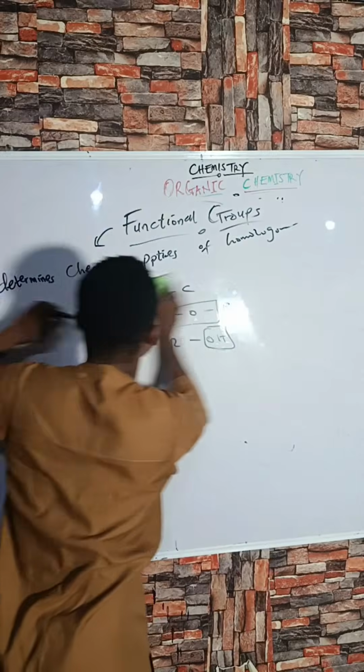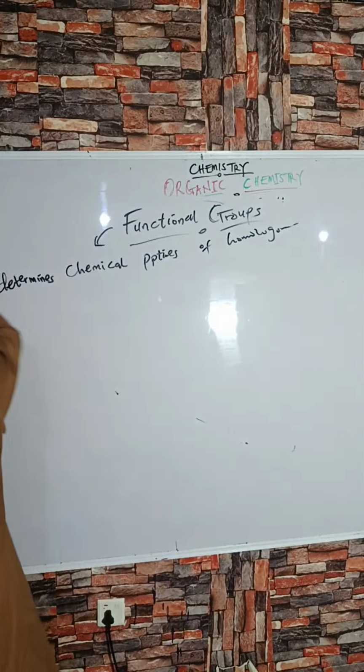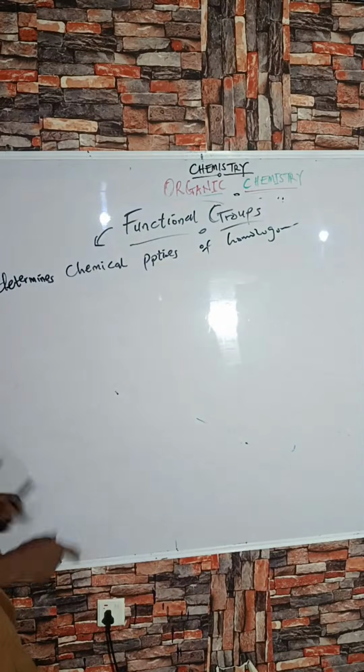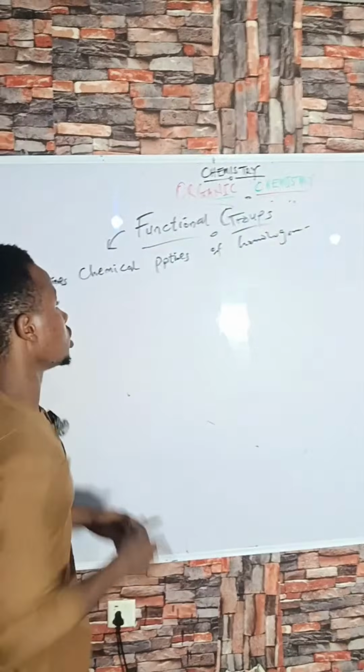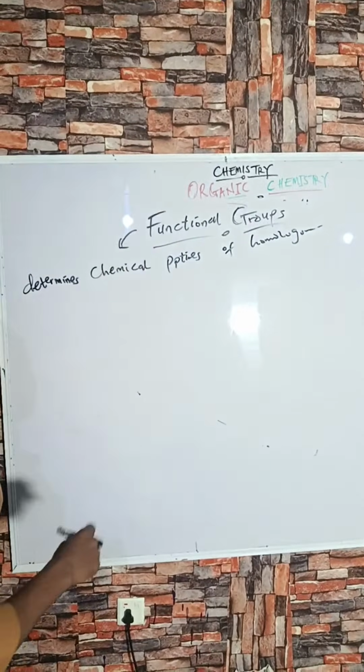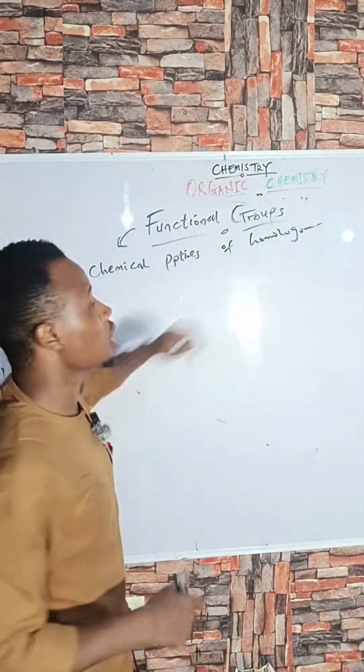But before I go to that, if functional groups determine chemical properties, what will determine physical properties? If you know it, drop it in the chat box. I'm going to get back to that. But we know functional groups determine chemical properties.